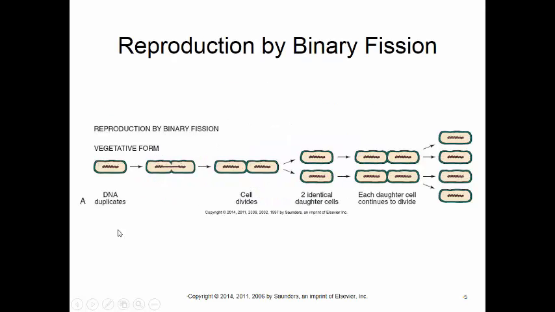So here's the reproduction. In the vegetative state, it's just living, eating, breathing, and then it proliferates by dividing in half, and we end up with two identical daughter cells, and those daughter cells can divide, and they can divide. Bacteria have a very quick time frame for division, and they can multiply pretty rapidly as long as the conditions are right.